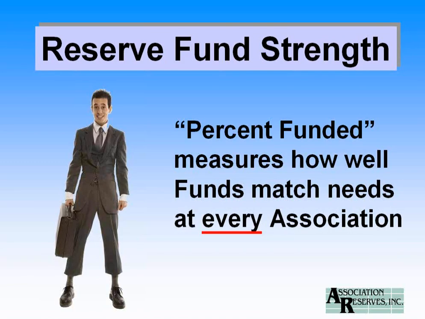And this is because percent funded is a comparison of the association's actual reserve cash to the current deteriorated value of the reserve components, kind of like how well this suit fits or doesn't fit the needs of this guy. 100% funded is when there's a good match, when current reserve cash is equal to the current reserve deterioration. Not total replacement, just the current deterioration. Percent funded gives you a reliable annual measurement in your reserve study how well the association's actual reserves compare to the deterioration of the common area assets there at the association.